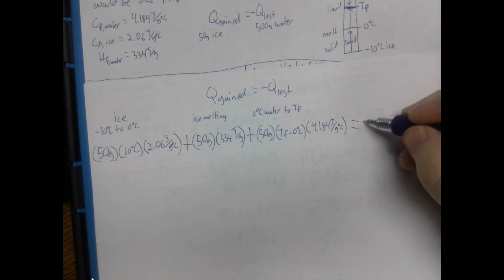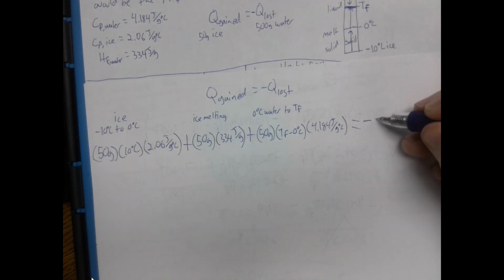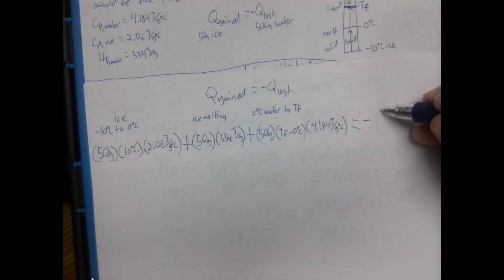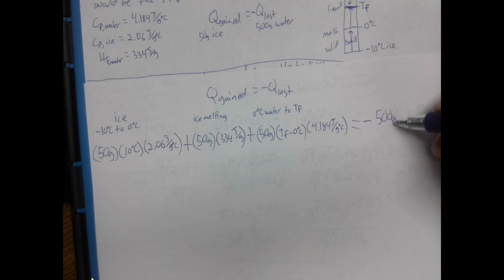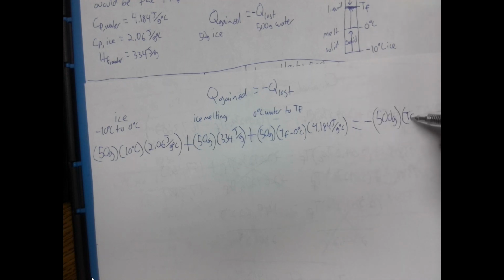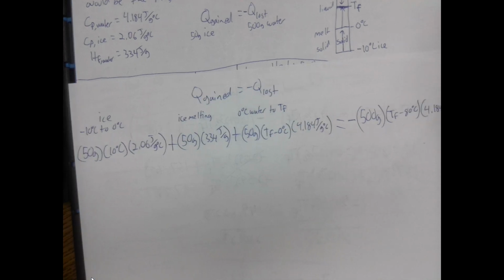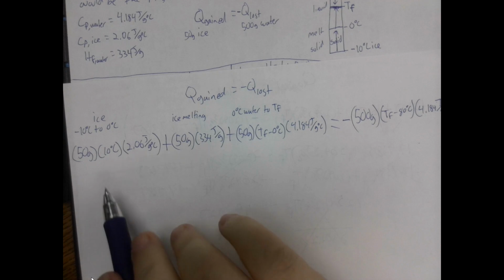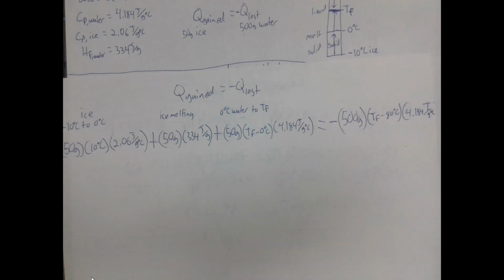And that will equal negative. For the Q lost side, we're going down, and it would be 500 grams times the change in temperature, final minus 80 degrees Celsius. And it's in the water, so 4.184 joules per gram degree Celsius. And I work with the entire equation all at once.